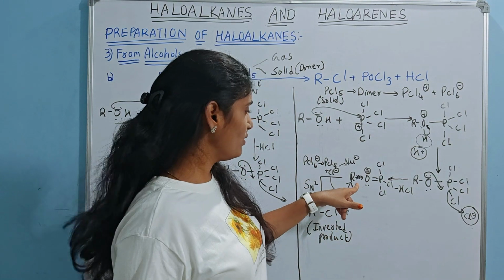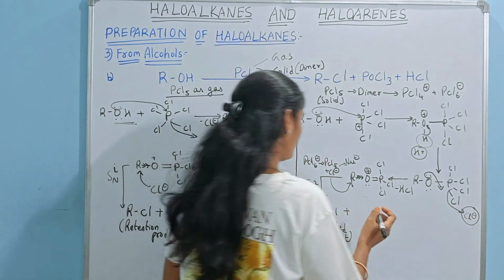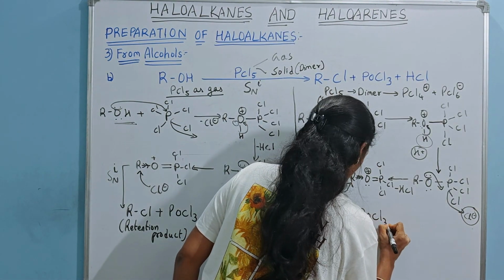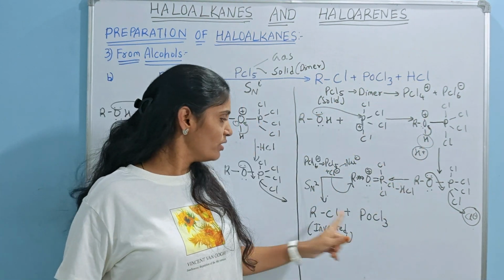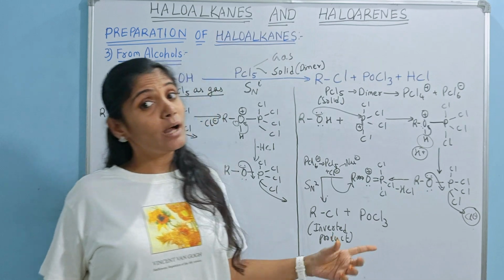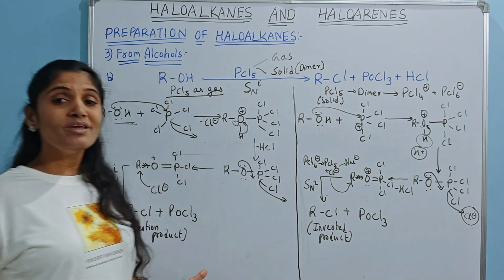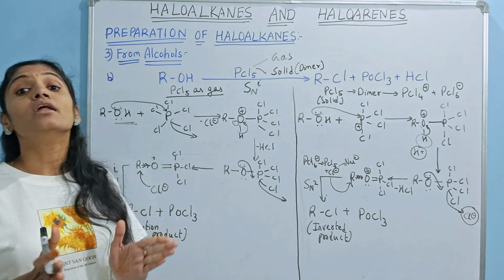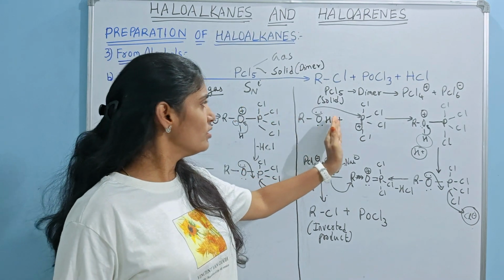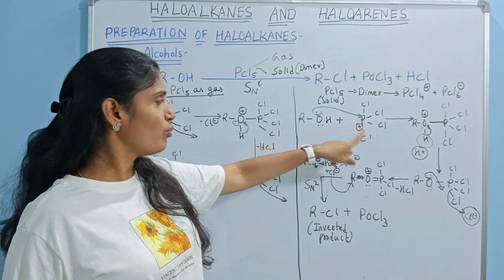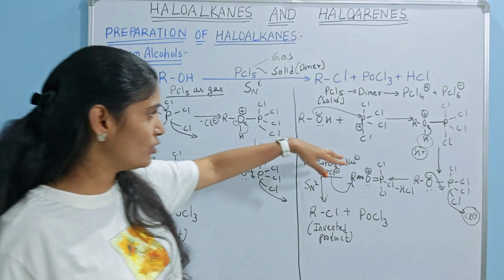Now you can see here oxygen has taken its electrons, so oxygen got back its 2 lone pairs of electrons, and POCl3 came out from the molecule. Now HCl has come out here, POCl3 has been formed here, RCl has been formed here. But when it comes to PCl5 solid, your product will have an inverted mechanism. When it comes to PCl5 gas, your product will be a retention product. Clear with this? If you see the mechanism here, PCl4 plus will come here, so oxygen's lone pair of electrons will attack on phosphorus because it is in deficit of electrons.